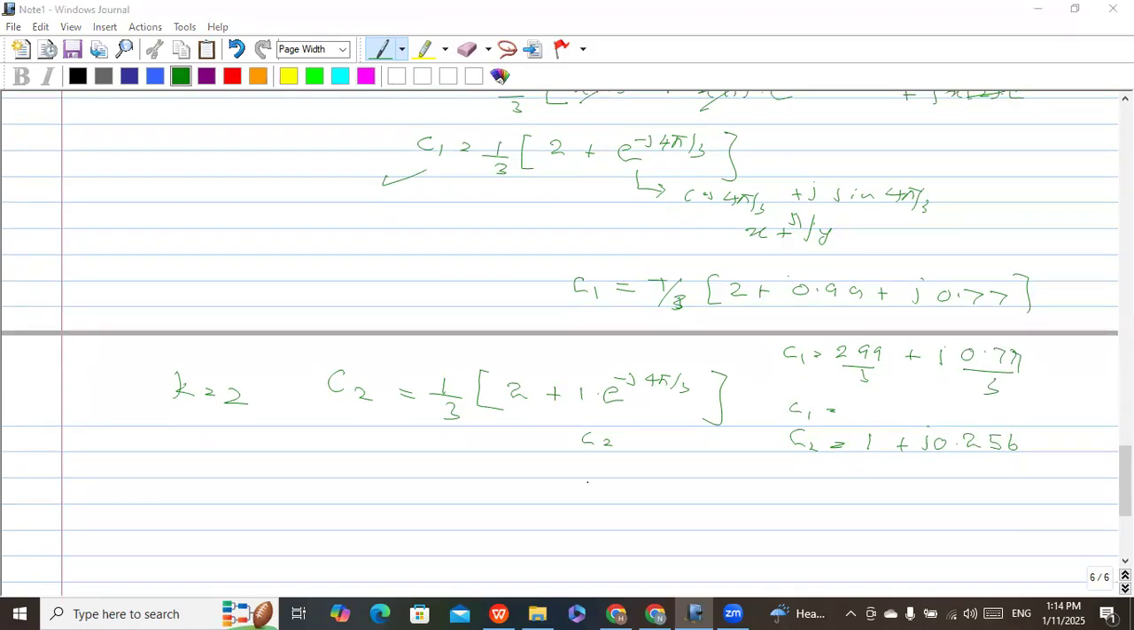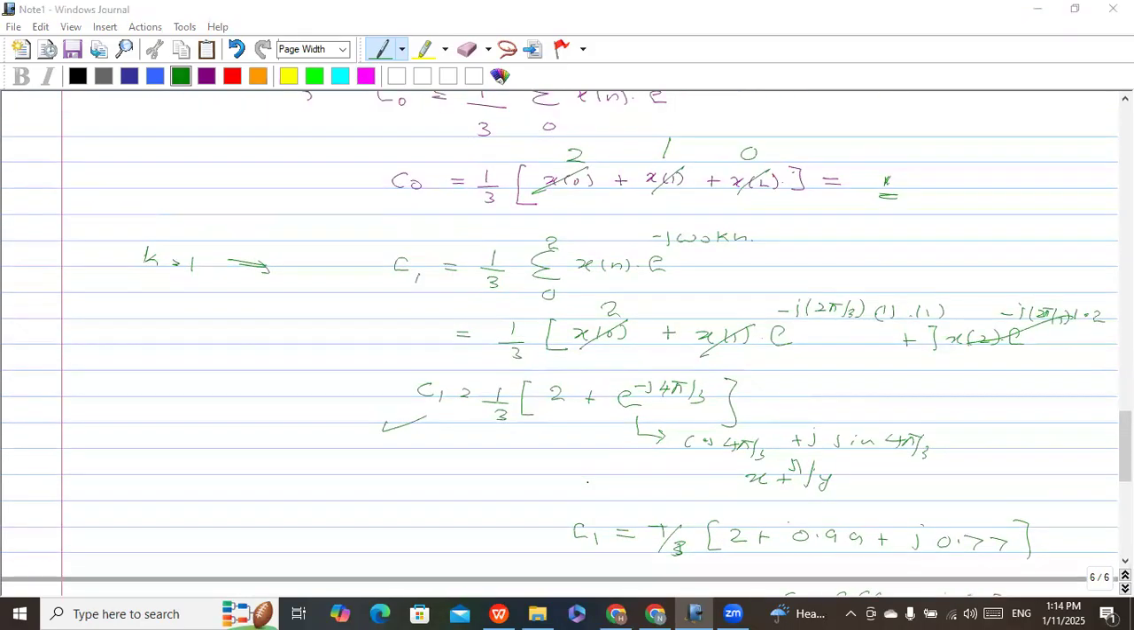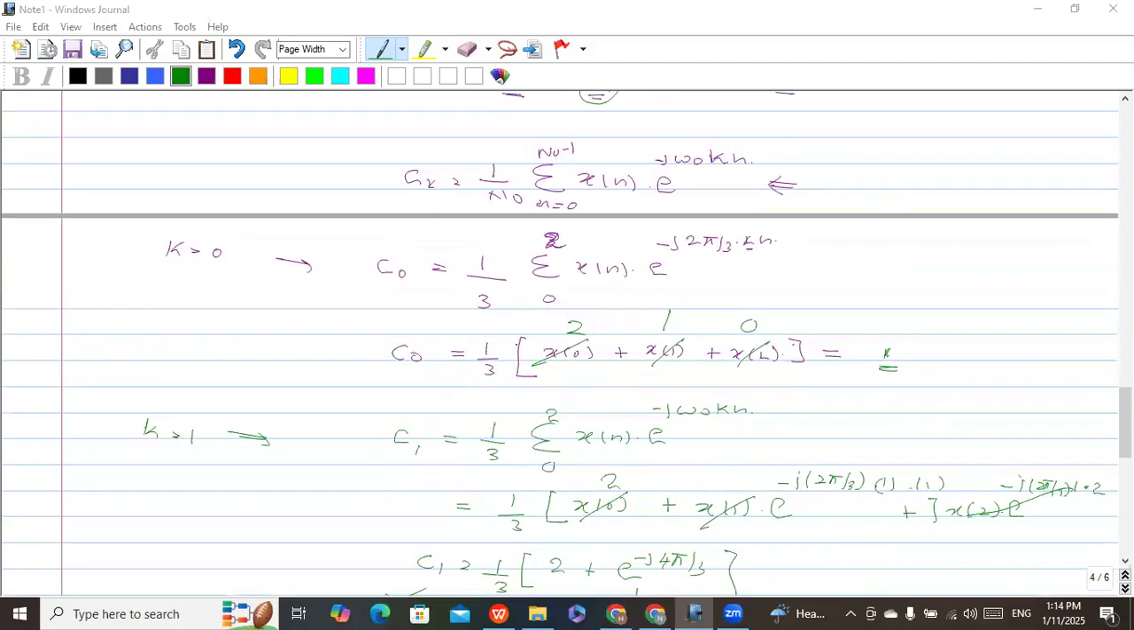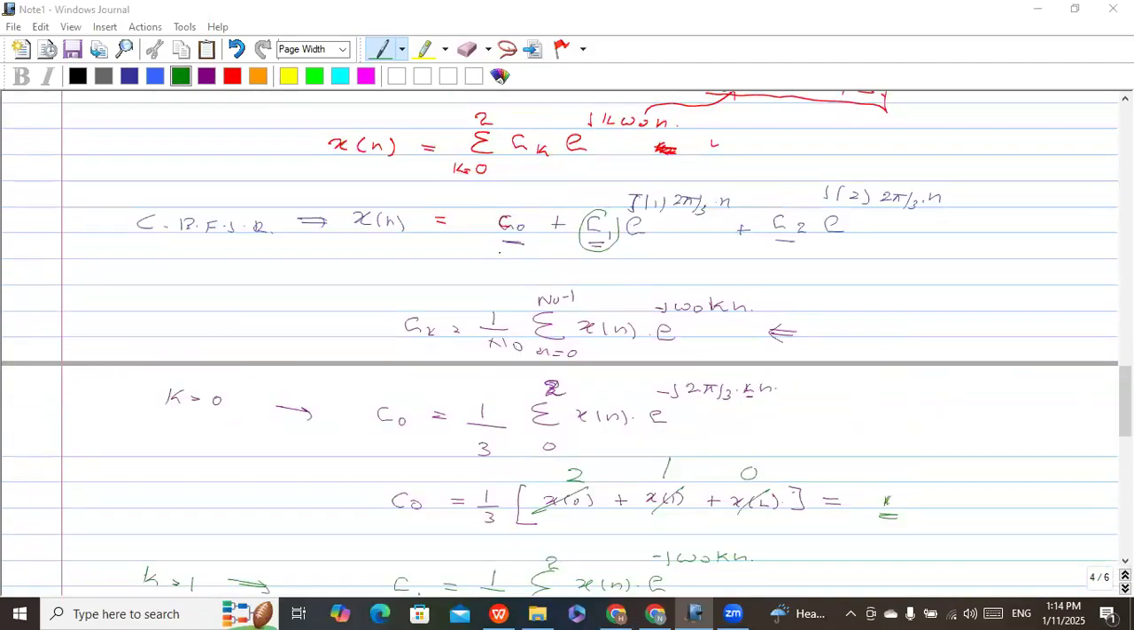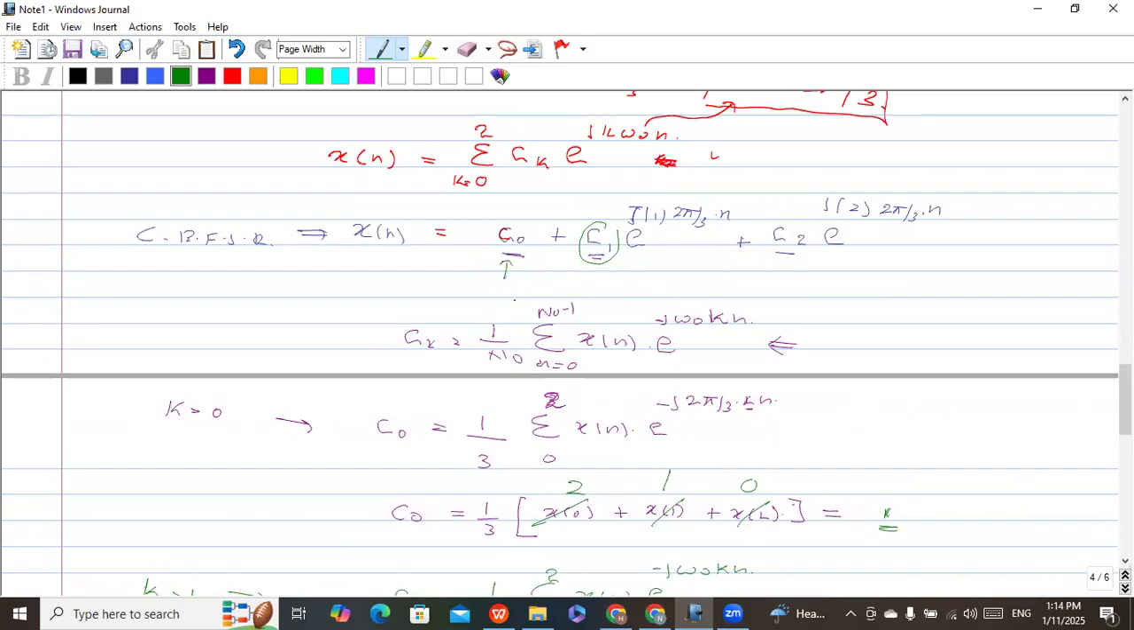Now, I think very easily you have found these coefficients. So here the C naught is 1. Yes, C naught is 1. That is a real value. And C1 is 1 plus j 0.256. And C2 is also 1 plus j 0.256. So you can apply this value here. So that is the Fourier series representation.